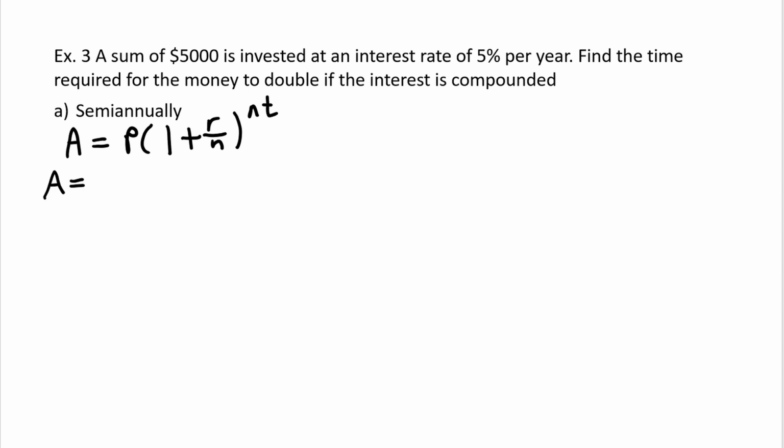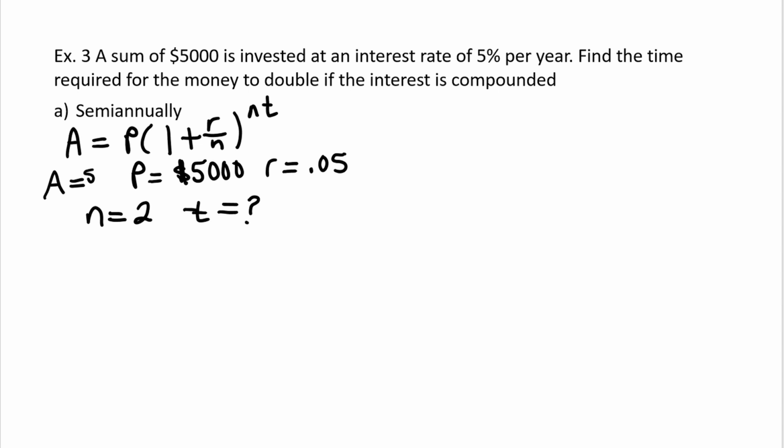We're not quite told what A is. The principal is 5,000. The rate is 5%, so we'll write it as 0.05. The number of compoundings semi-annually means twice a year. Time is what we're looking for. So our conundrum right now is what to do with the value for A. We want it to double. So if you started at $5,000, then the result would be that you want $10,000.